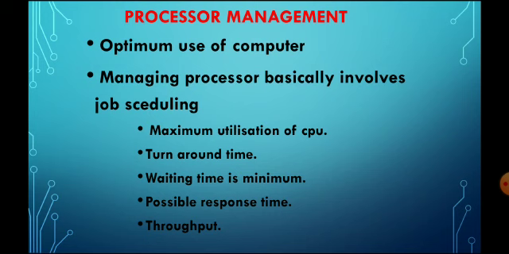Possible response time. Each job should get the fastest possible response time. So response time is very important here. Next, throughput. Maximum throughput is to be achieved. Now what is throughput? Throughput is the average time taken to complete each task. So, if you are completing one task very quickly, but you are not completing the other task, so it takes a long time, the average response time is decreased, so the throughput will also decrease.